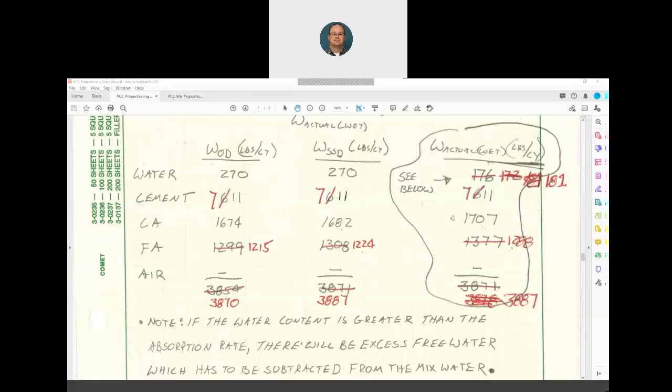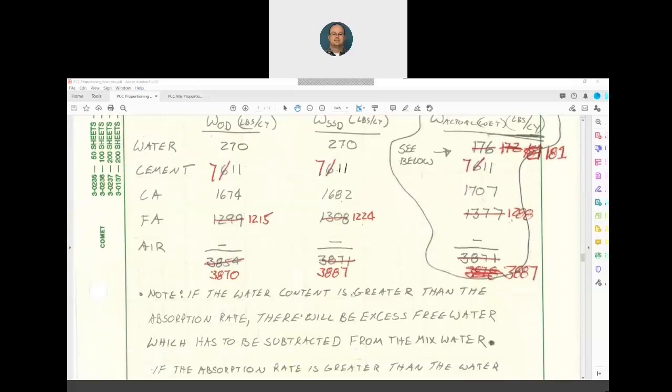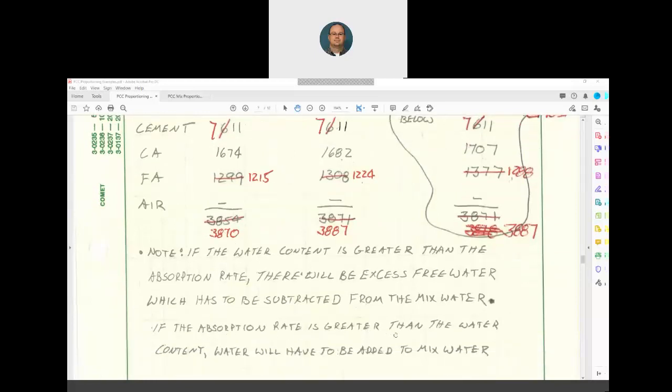So why did I do that? Note, if the water content is greater than the absorption rate, there will be excess free water, which has to be subtracted from the mixed water. If the absorption rate is greater than the water content, water will have to be added to the mixed water.